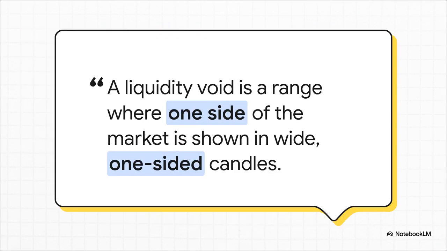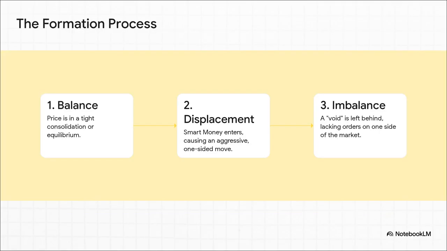And you don't have to take my word for it. Here's how ICT himself puts it. When he says one side of the market liquidity is shown, that's our highway, right? All traffic is going in one direction. And those wide or long one-sided candles he talks about, that's the visual proof. It's the chart screaming at you that the other side of the market, say the biders in a big down move, were just totally absent. They weren't there.